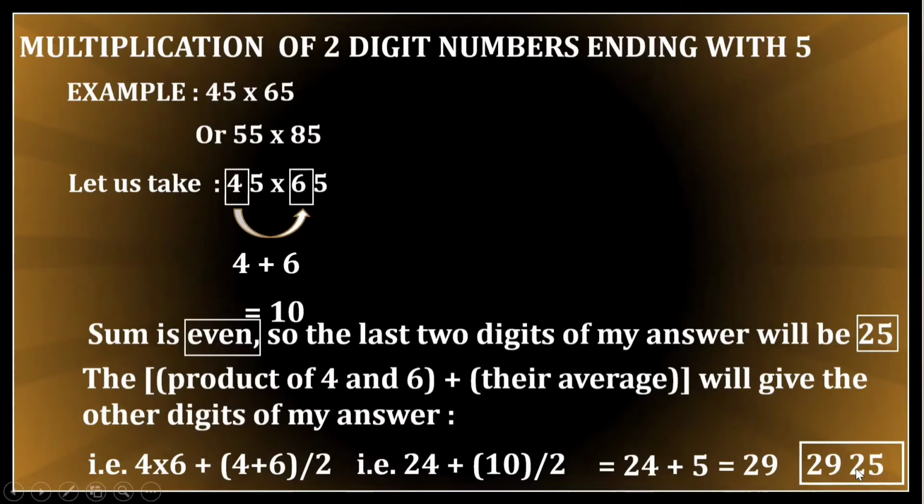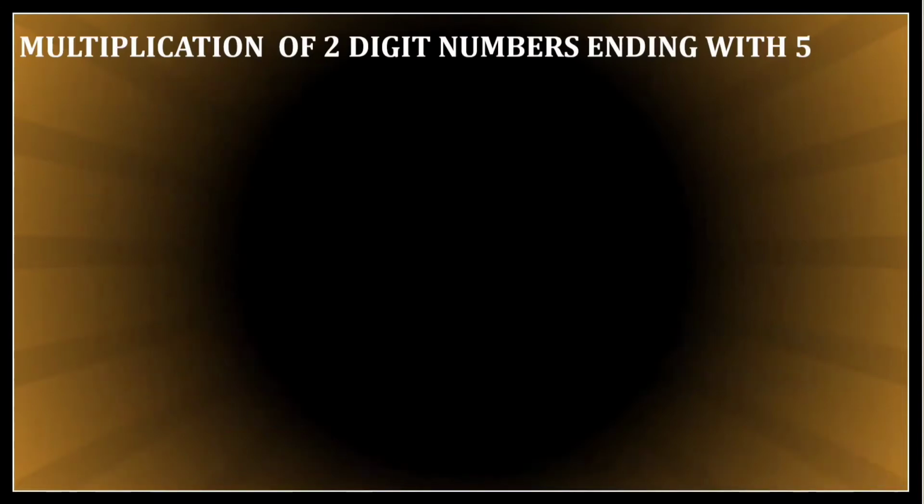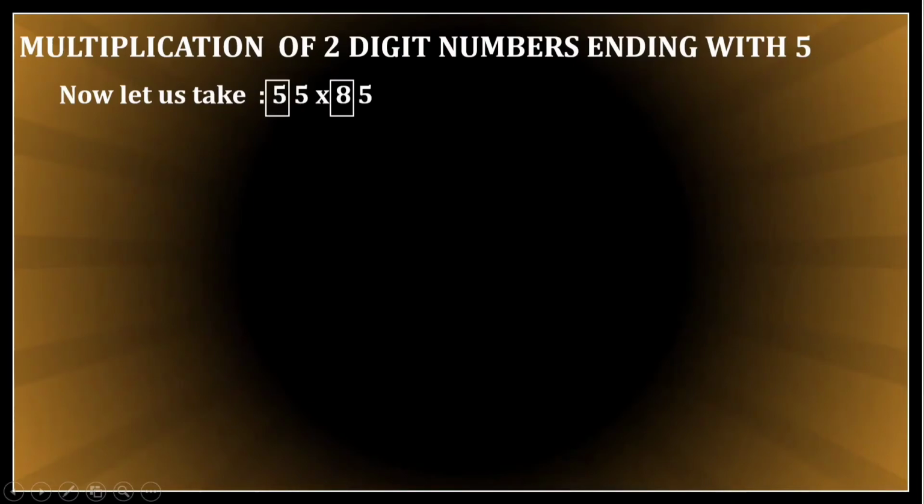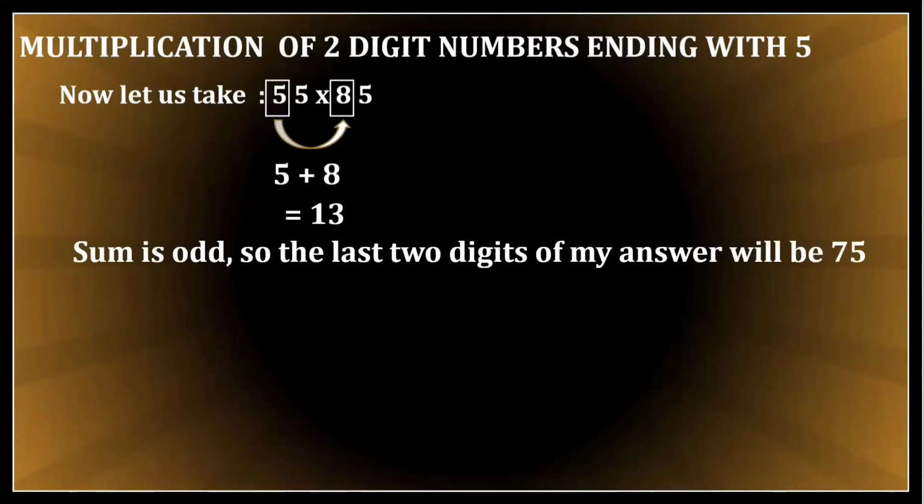Let us take another question of the same type. Now let us take 55 into 85. Same way, focus on the digits before 5. Digits before 5 are 5 and 8. I add them. 5 plus 8 is 13. So the sum is now equal to odd. And so the last two digits of my answer will come out to be 75. So remember, when it was even, the last two digits came out to be 25. When the sum of these two digits is odd, the answer will have the last two digits as 75. So I've written 75 as part of my answer.